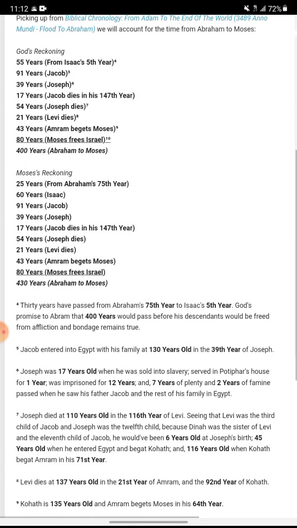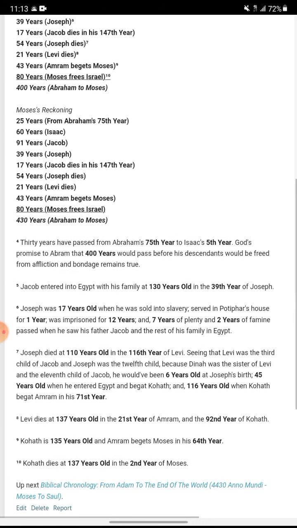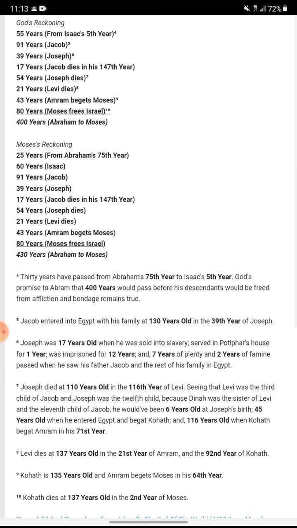So right away, as you can see, there are two different ways you can count this. One way is beginning from the 5th year of Isaac. That is God's reckoning, so he counts the 400 years starting from there. Now, Moses begins his reckoning from the 75th year of Abraham. You guys can pause the video here and tally up the numbers for yourselves. And then I have these little notes at the bottom that give more detail as to why I use those numbers. The one that's a bit tricky to understand, that took a little bit of work to decipher, was figuring out the age of Levi when he entered into Canaan.